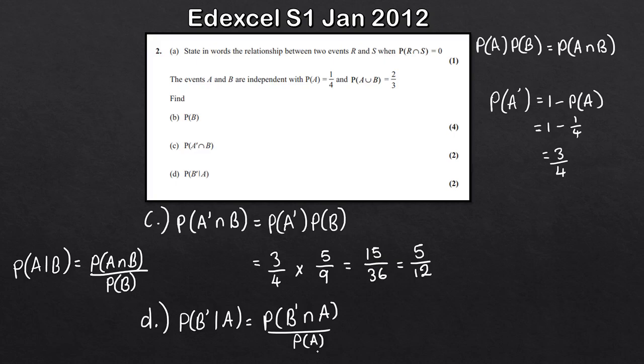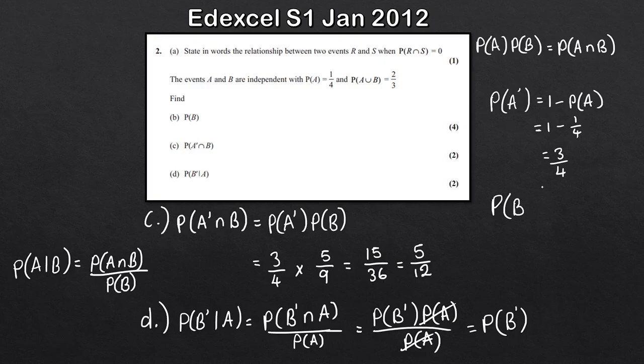And again, we can just refer back to the fact that A and B are independent. So this top probability here, this intersection, will simply be the probability of B complement times the probability of A, and we divide this by the probability of A. And clearly here, if we do the probability of B complement times the probability of A, and then divide by the probability of A, these will simply cancel. And all we're going to get left with here is the probability of B complement. And this is now rather straightforward. To work out the probability of B complement, we just do what we did here for A complements.